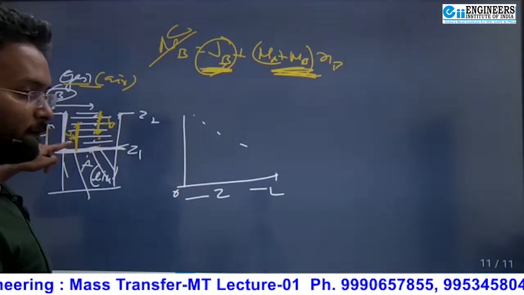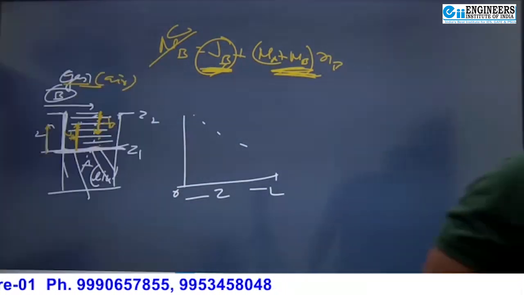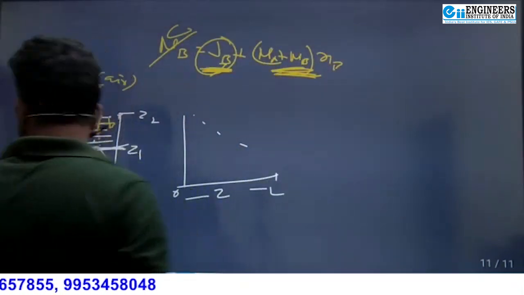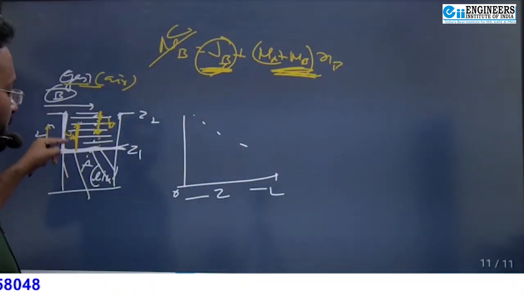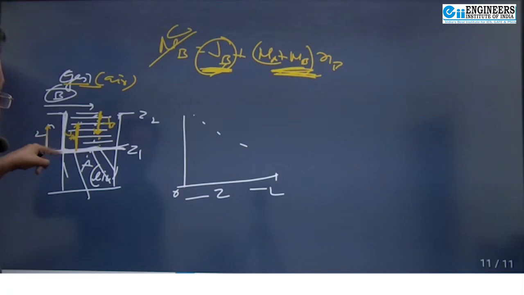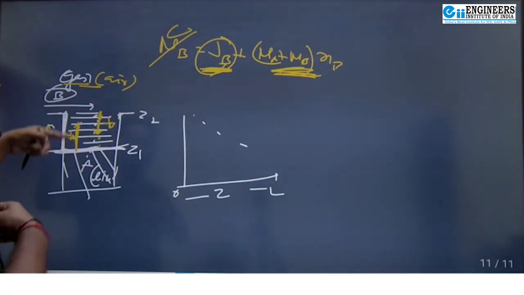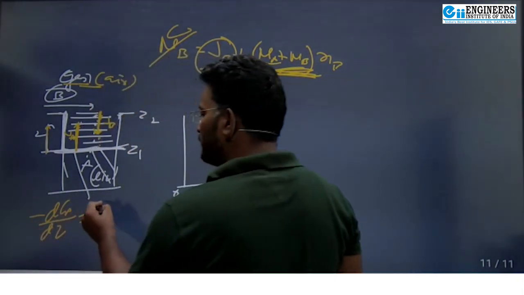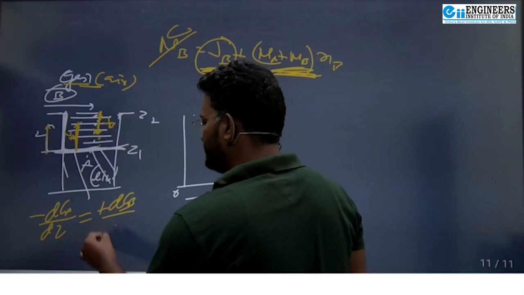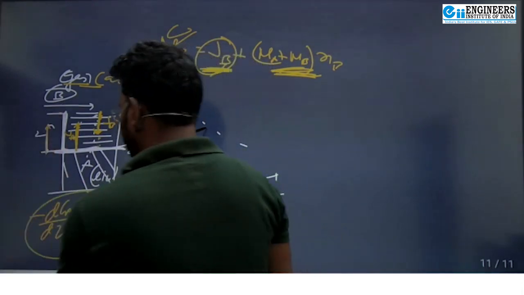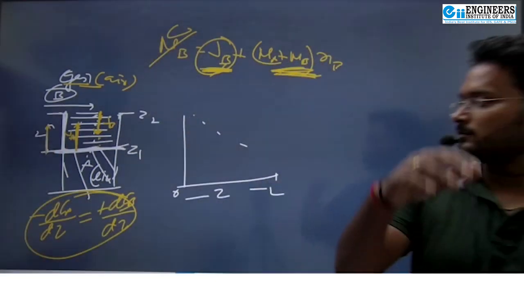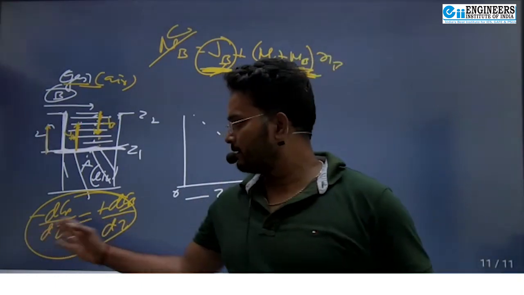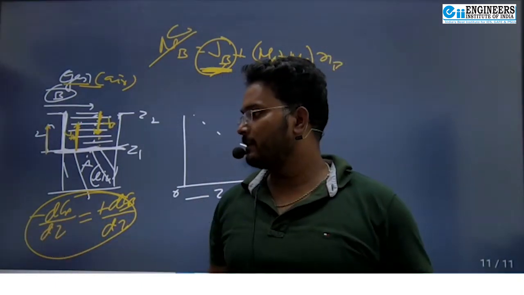So rate of concentration gradient. At each and every point, the rate of decrease of concentration of A is equal to the rate of increase of concentration of B: minus dCA upon dz equals always plus dCB upon dz, if this is the plus z direction, because JA plus JB is always 0, and because binary diffusion is there, DAB and DBA are the same, they are equal.